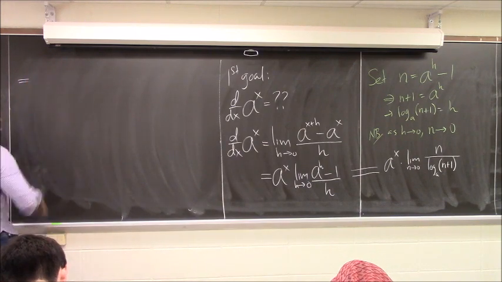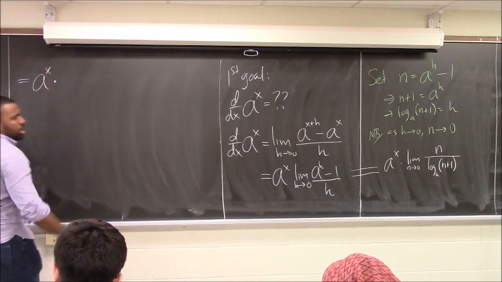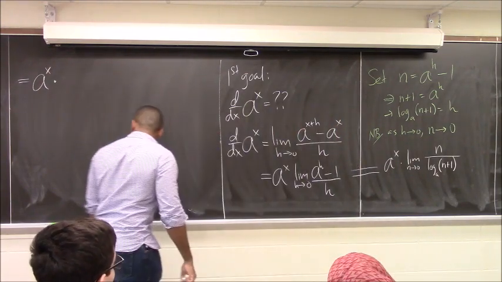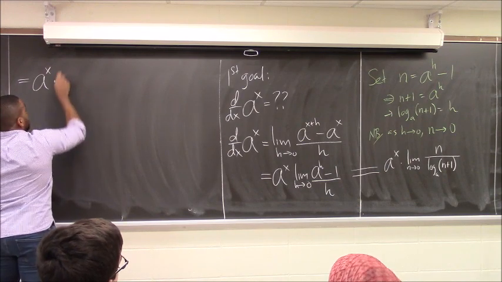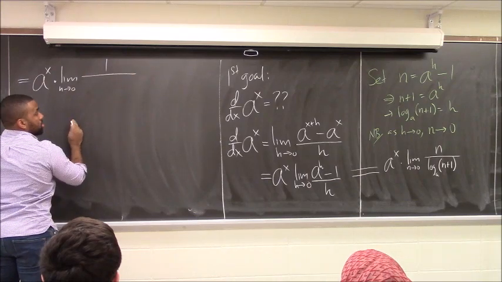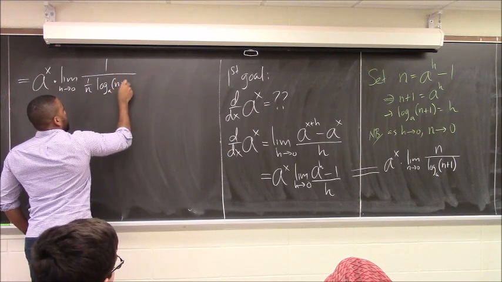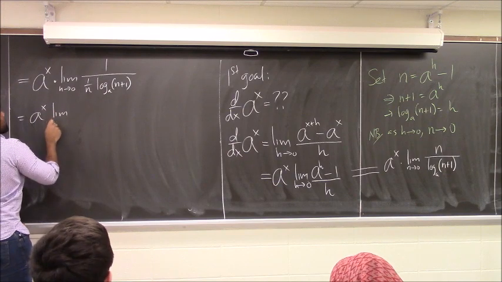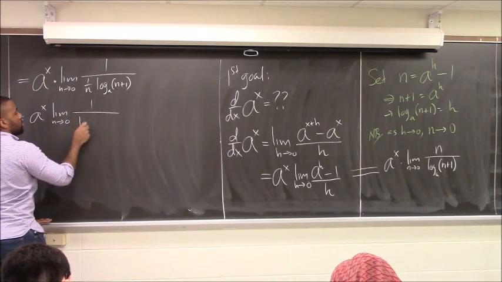So what I'm going to do first, I'm going to bring this n into the denominator. It is approaching 0, so I'm going to assume that it's not currently 0, and so I'm going to rewrite this as the limit as n approaches 0 of 1 over n. There is a log rule that says I can take this guy and move it up to the power.